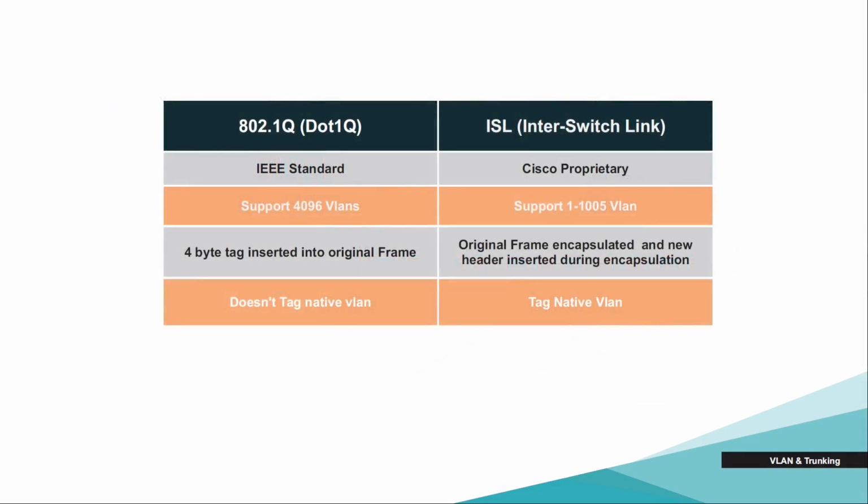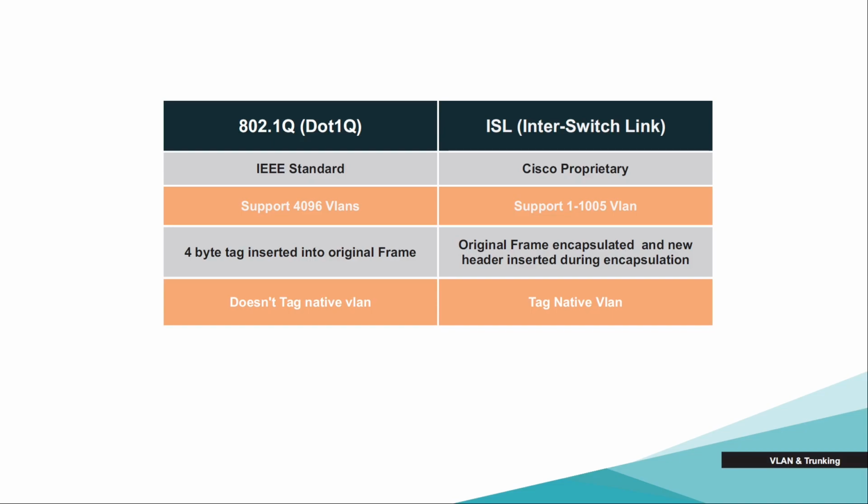For trunking protocols, we have two protocols. We have 802.1Q and ISL. As you can tell from the name of 802.1Q, this is an IEEE standard protocol. This protocol supports 4096 VLANs. It uses 4 bytes to tag the original frame, and the only vulnerability for the 802.1Q protocol is that it doesn't tag the native VLAN. And because of that, most organizations don't use the native VLAN.